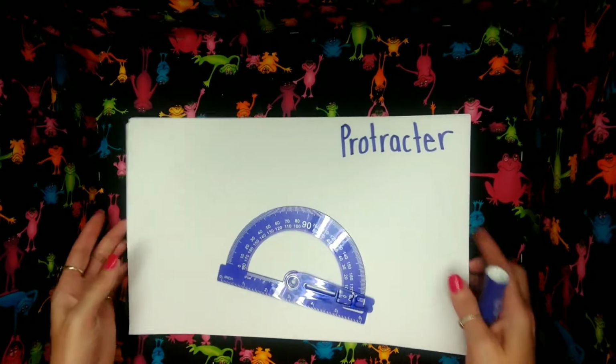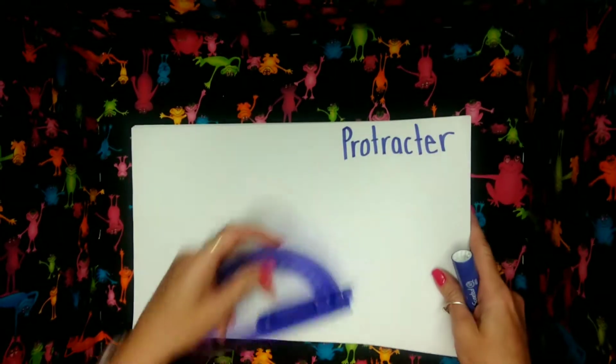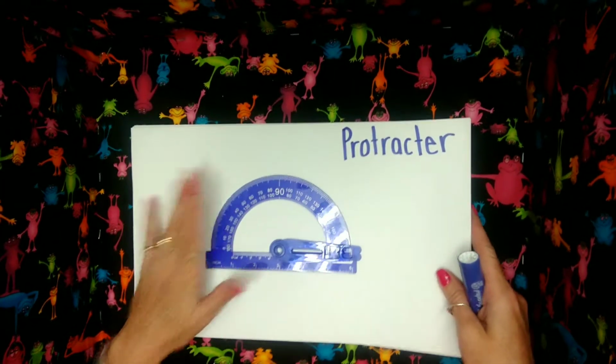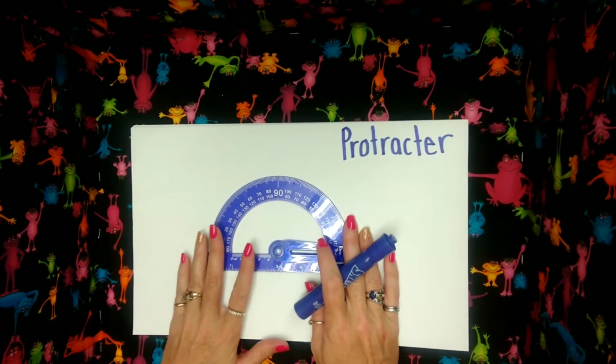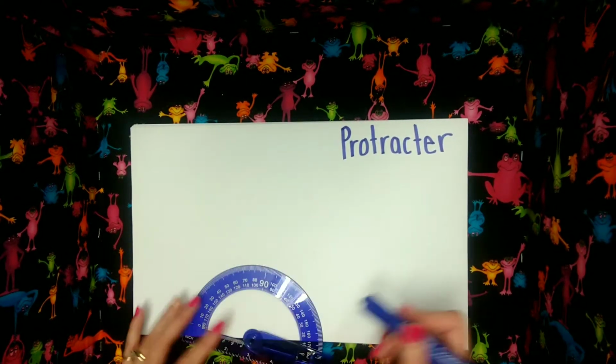One of our standards says that students have to learn how to manipulate a protractor. This device calculates in degrees the measurement of the angles.